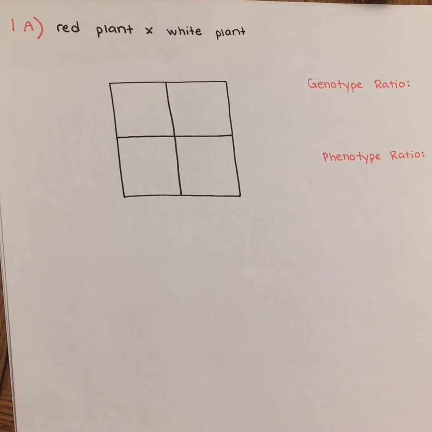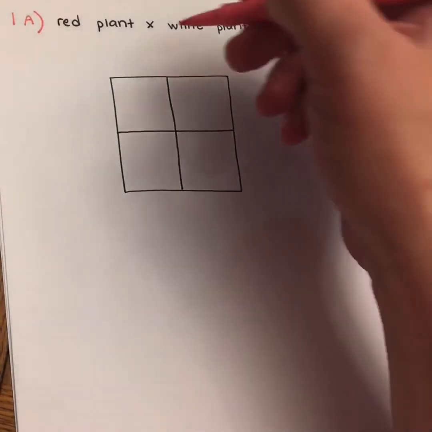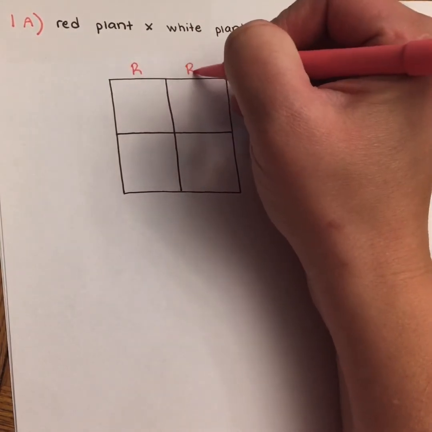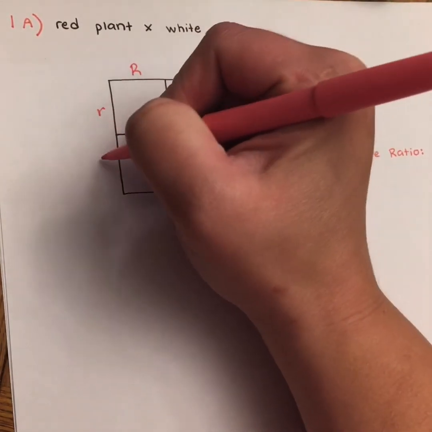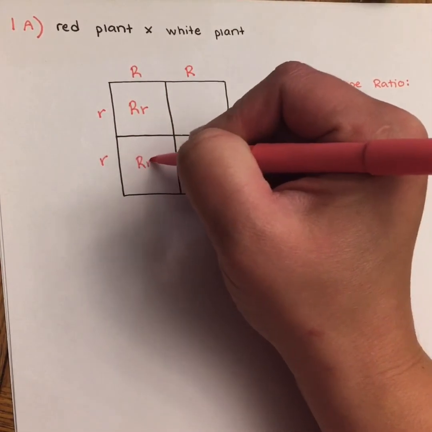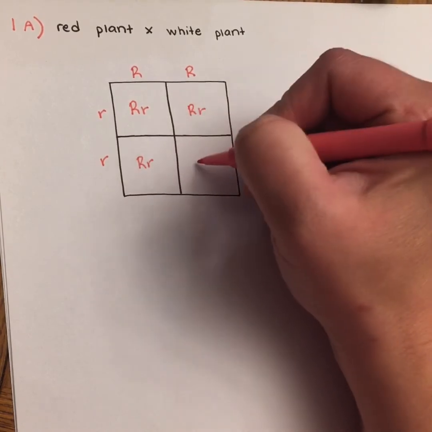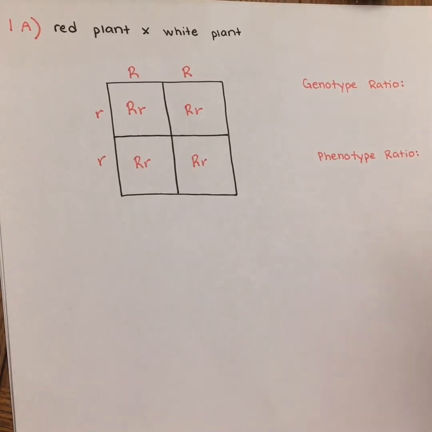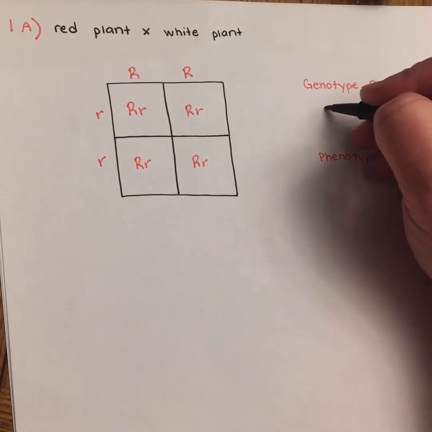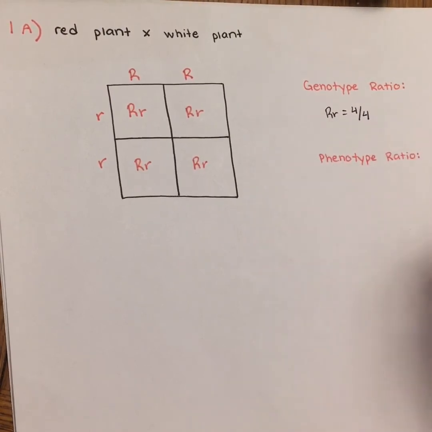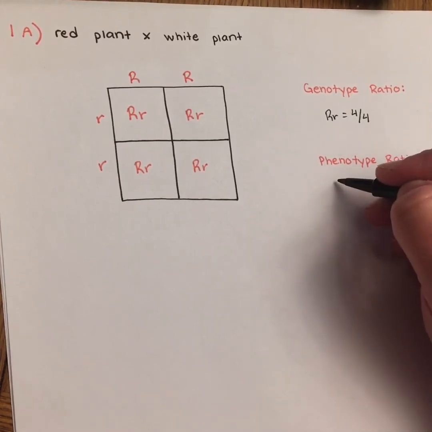Let's cross a red flowered plant with a white flowered plant. Our red phenotype would be big R big R, and our white phenotype would be little r little r. In this case, all the boxes in our Punnett square would be heterozygous, big R and little r. So if we fill in our genotype and phenotype ratios, they are all big R, little r, 4 out of 4. And for phenotype ratios, they are all heterozygous, which would mean they show the intermediate trait, which would be pink.